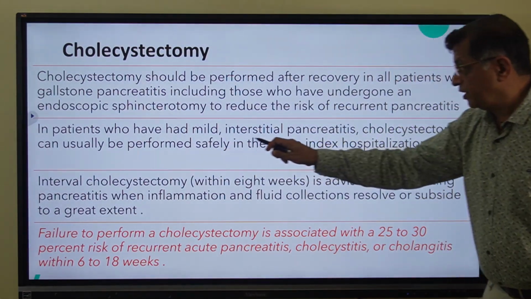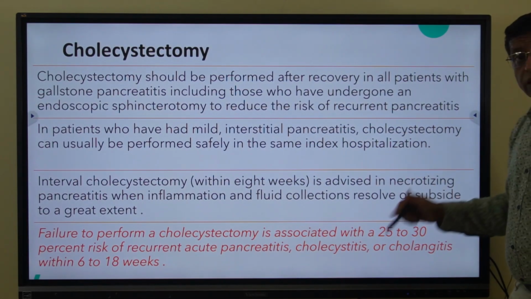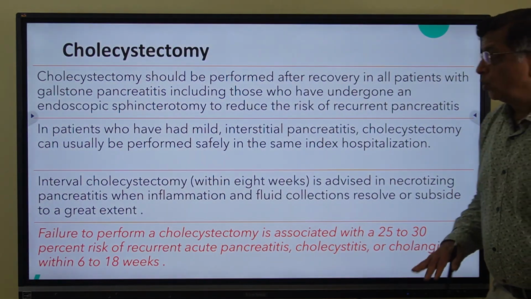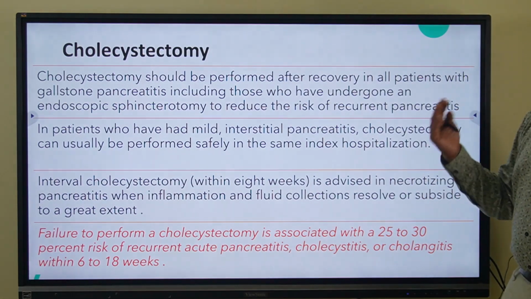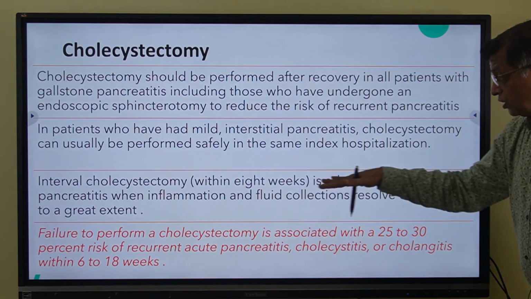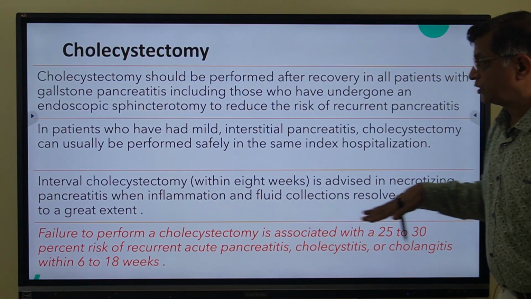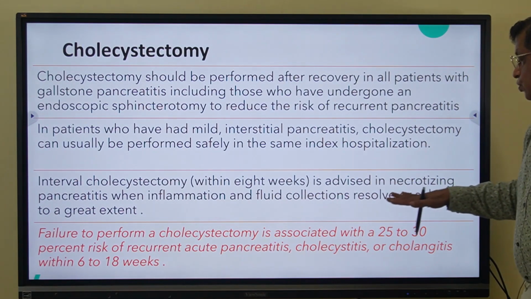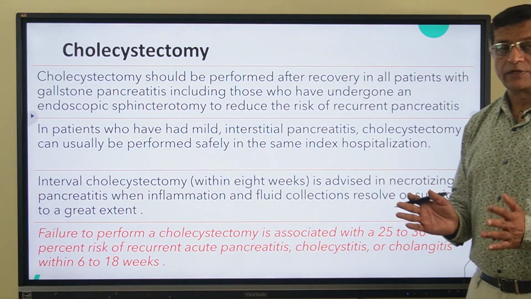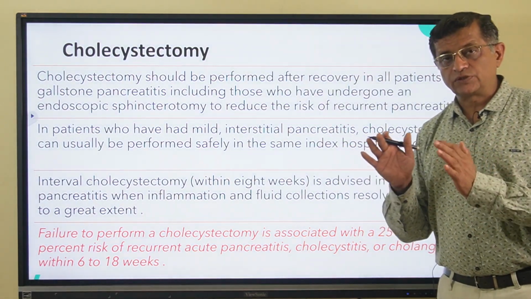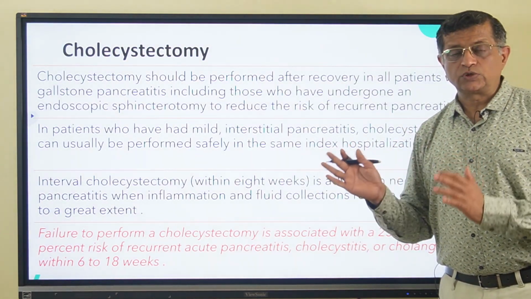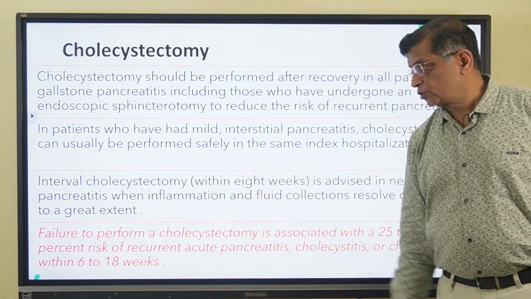In patients who have mild interstitial pancreatitis, cholecystectomy can be done in the same sitting, in the same hospital admission, the index hospital admission. For a patient who had moderately severe or necrotizing pancreatitis, interval cholecystectomy within 8 weeks is advised, when inflammation and fluid collection resolve or subside to a great extent. So if the patient had some peripancreatic fluid collection, once the fluid has resolved or reduced substantially and up to 6 to 7 weeks have passed, you get a cholecystectomy done.